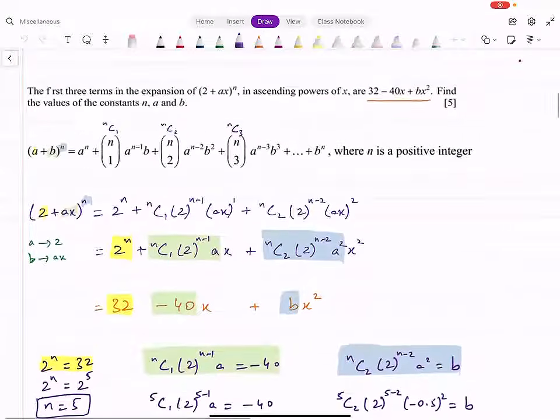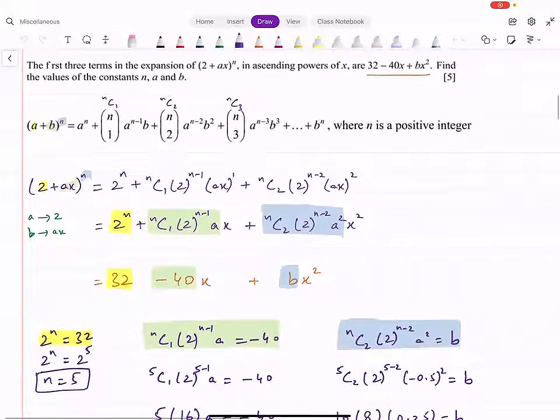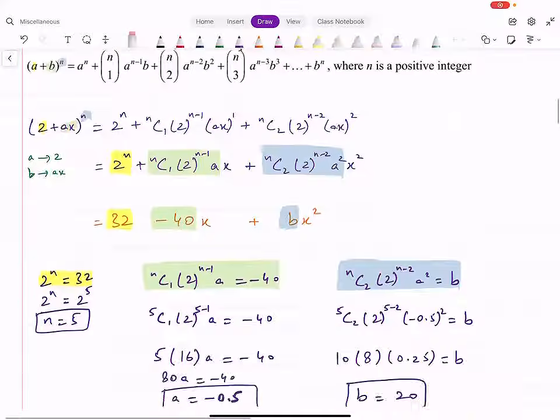Then you can sometimes compare a form that's already given in the question. उसने आपको कोई form दी होगी, और आप अपनी expansion से कोई form find करोगे, equate both of them or compare both of them to find any unknowns that you have here.